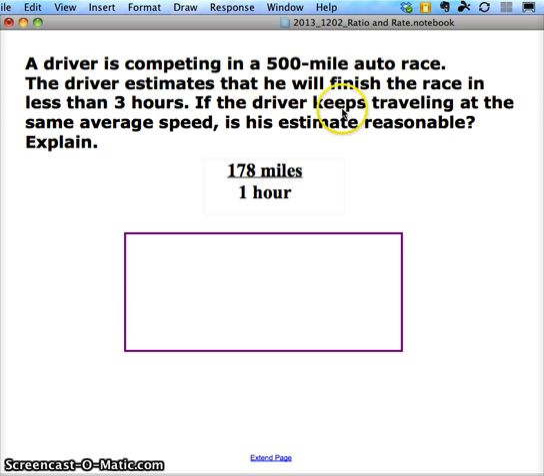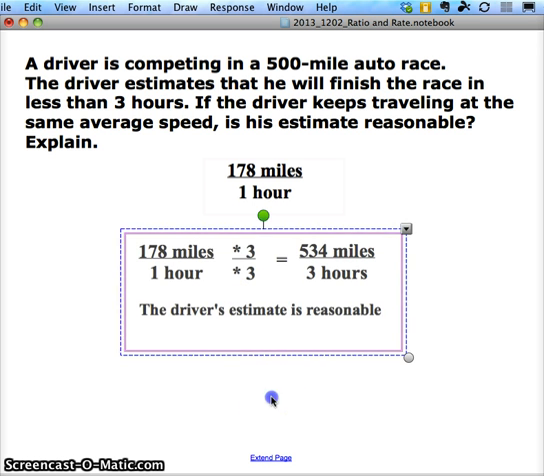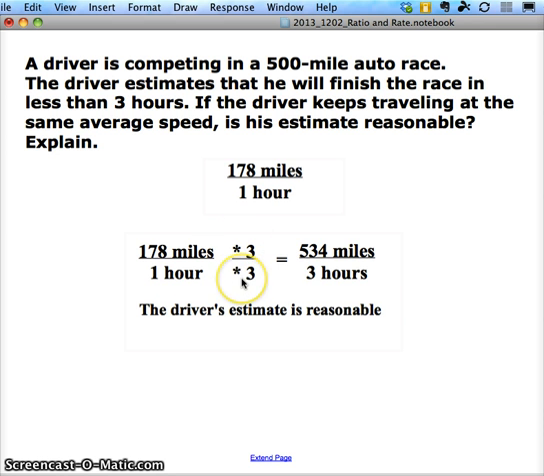How can you determine if 3 hours or less than 3 hours is going to be a reasonable amount of time? Well, instead of 1 hour, right, you're going to want to multiply the numerator and denominator by 3. So 1 hour becomes 3 hours, 178 miles becomes 534 miles. And yes, completing a 500-mile auto race could be done in less than 3 hours. Not much less, but yes, less than 3 hours.